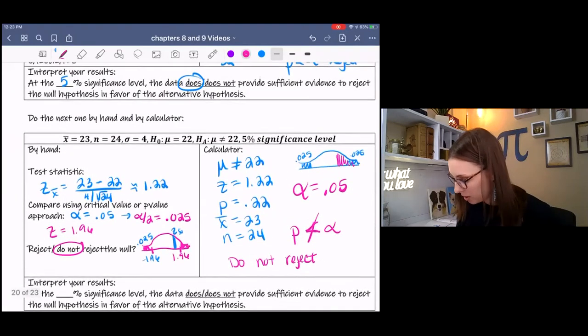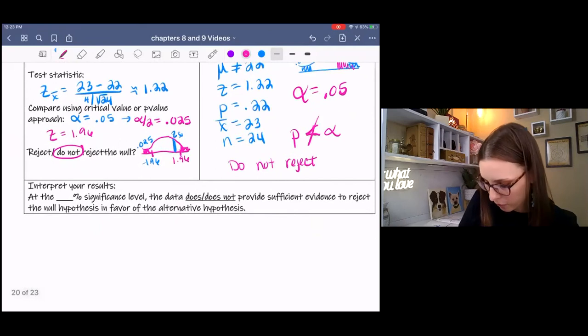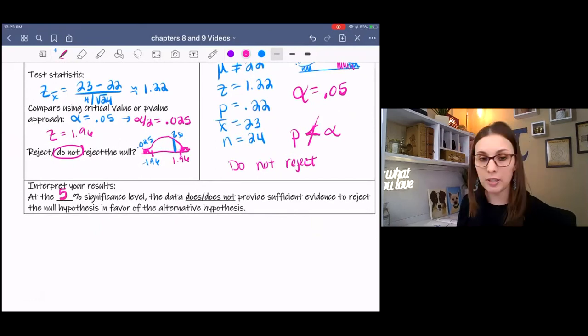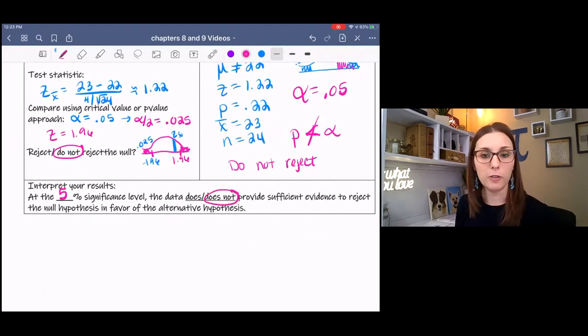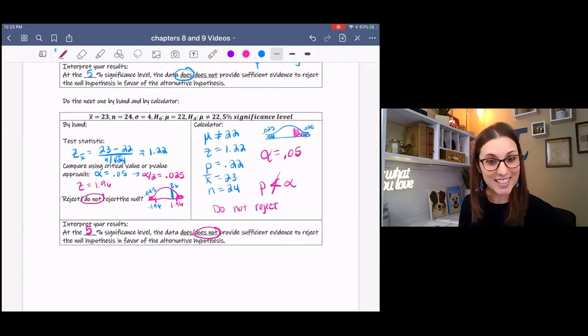This was 5%, hopefully. Yeah. At the 5% significance level, the data does not provide sufficient evidence to reject the null hypothesis in favor of the alternative hypothesis. Pretty cool, right?